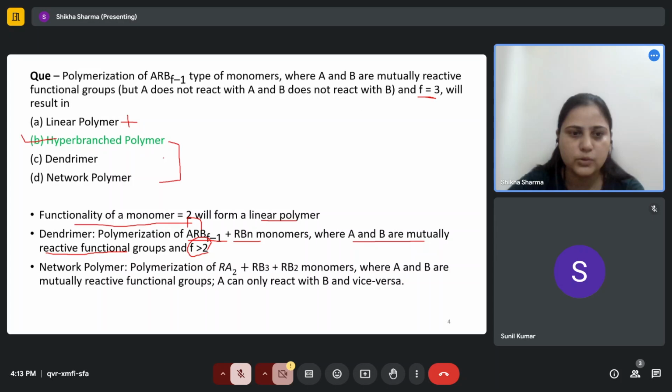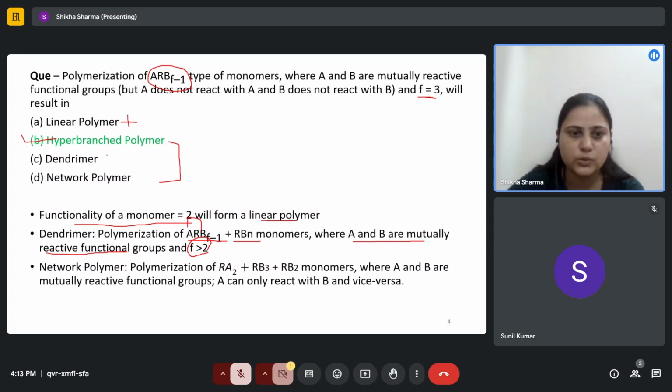So any of these can be correct, but as we discussed, dendrimers are polymers where two types of monomers should be there, but here only one type of monomer, ARB subscript F minus 1, is there. So dendrimers cannot be there.